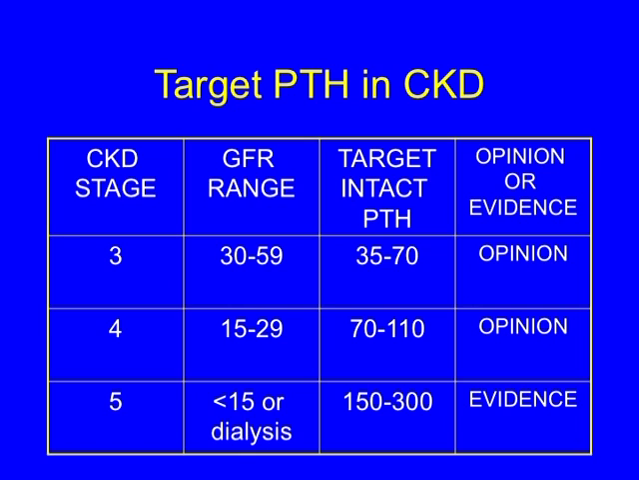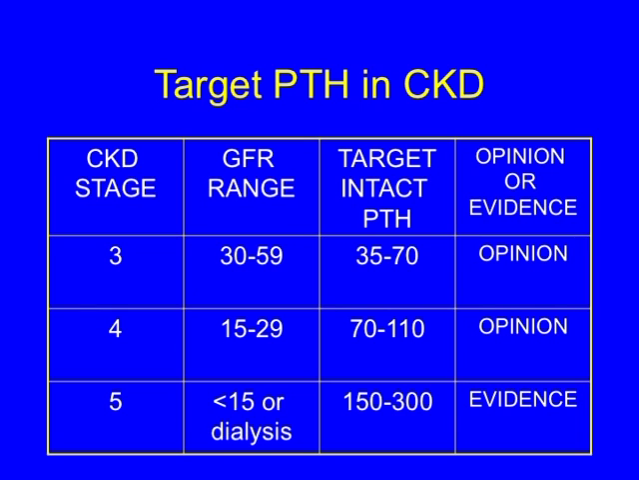So our targets for PTH in patients with CKD stage 3, that is a GFR of 30 to 59, is a PTH of 35 to 70. For patients with a GFR 15 to 29 or stage 4, 70 to 110. And for patients with stage 5 CKD or on dialysis, 150 to 300.